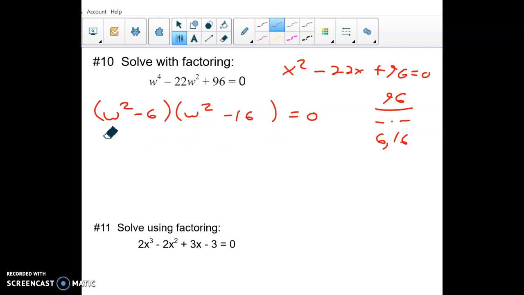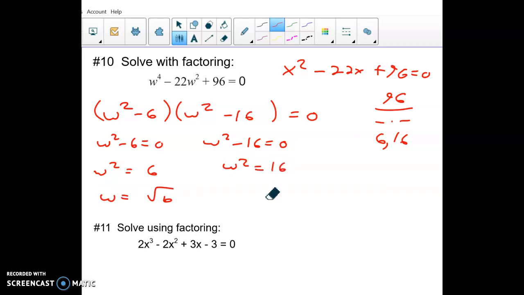Okay, and now that we got it here, these should be able to be solved pretty easily with algebra steps. So I'm going to set them to 0, right? And add 6 here. Take the square root. Add 16. Take the square root. Okay. And so I'm intentionally doing something wrong here. So I want to see if you can figure out what's wrong.